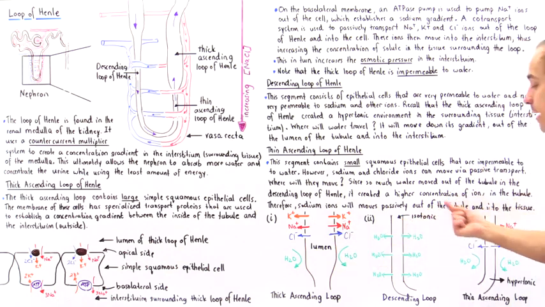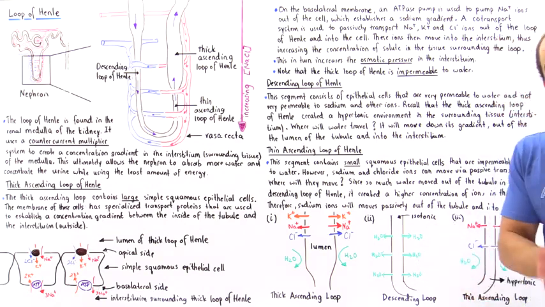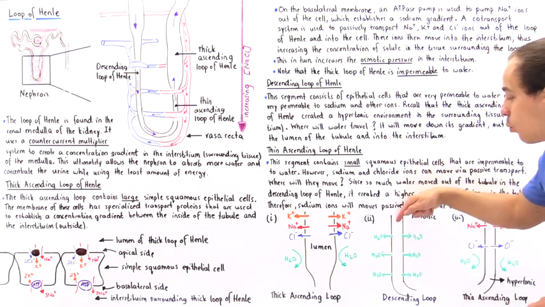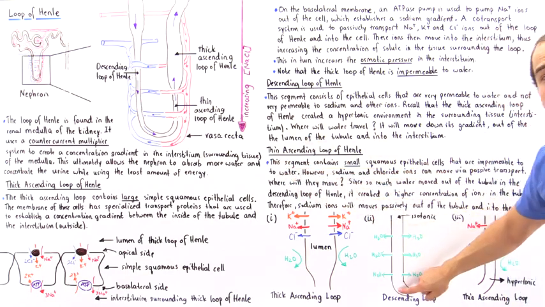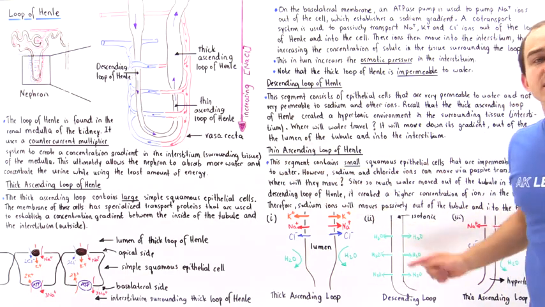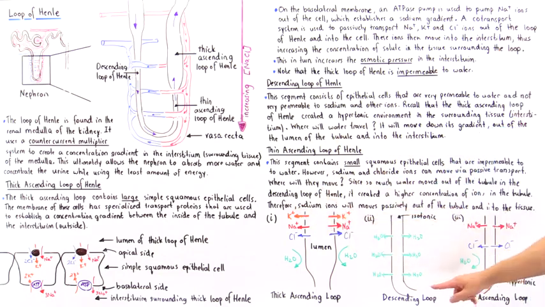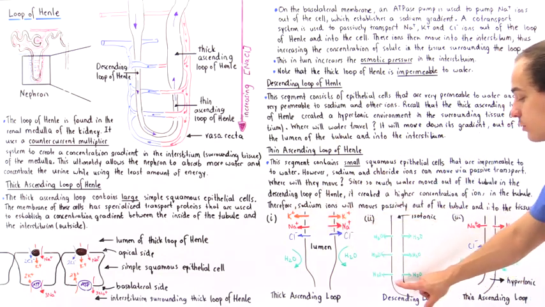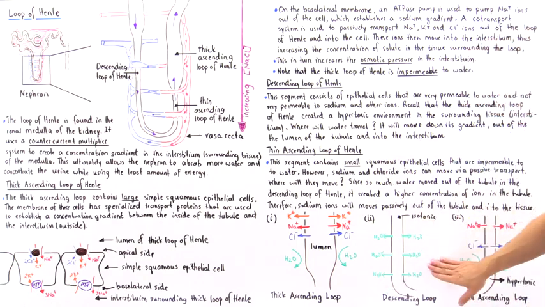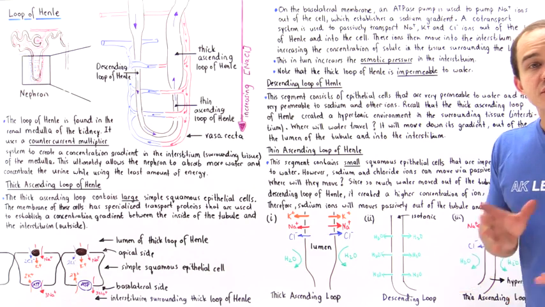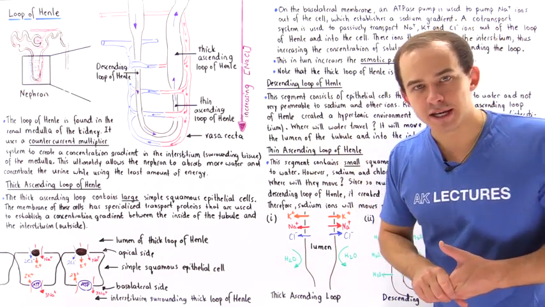So at the top, our filtrate is isotonic with respect to our surrounding tissue, but as the water continually flows out and out and out, eventually at the bottom of our descending loop of Henle, because so much water left our tubule, the inside of our tubule will become hypertonic with respect to the surrounding tissue, and this leads directly to the thin ascending loop of Henle.